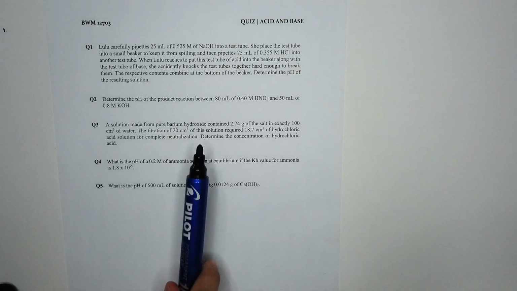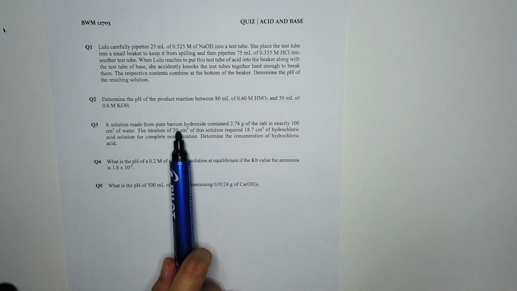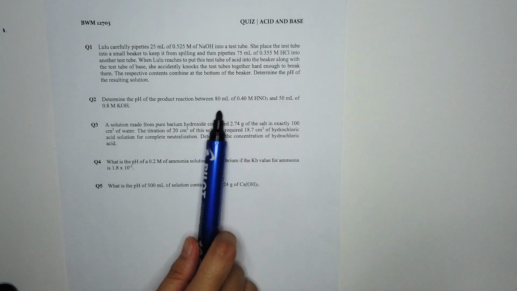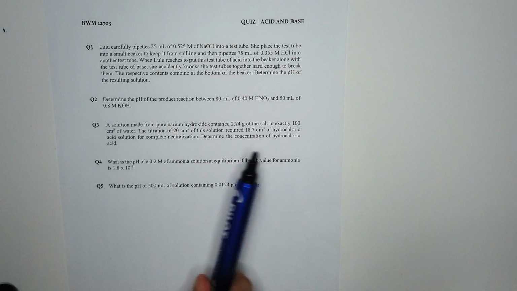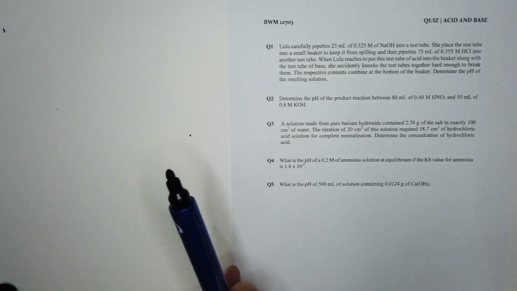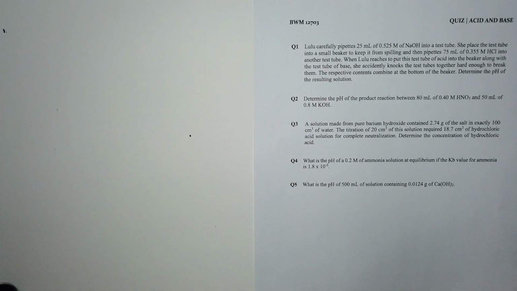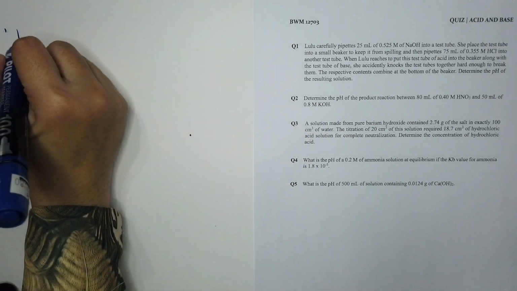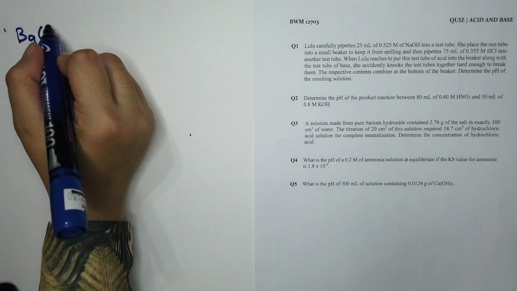So, in here, you were given the mass of barium hydroxide, and it says that this mass is being diluted with exactly 100 centimeter cube of water. So from there, we can actually know the molarity. Okay, but how can we know the molarity when we don't know the number of moles? So the first thing first, you need to know what is barium hydroxide. What is the chemical formula for barium hydroxide? So barium hydroxide.